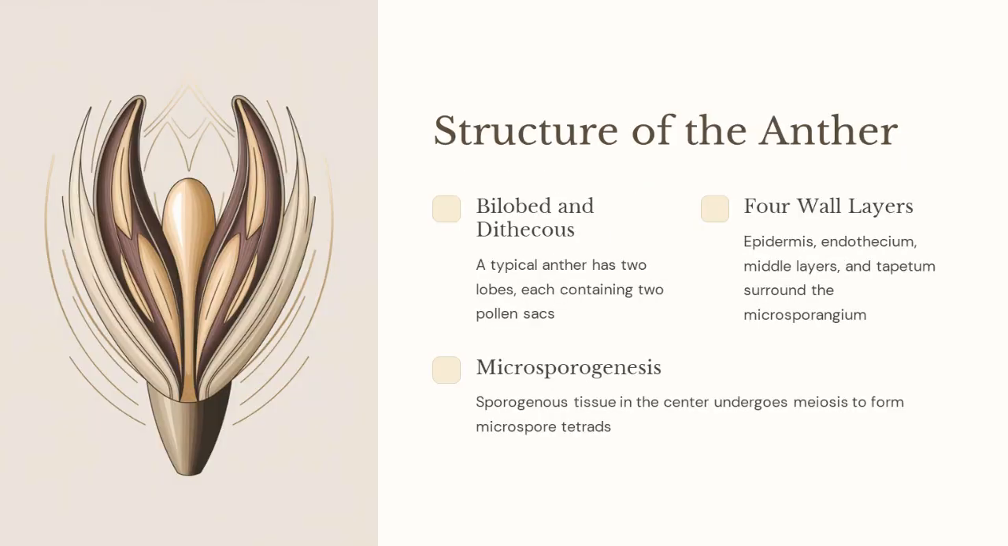The anther, a crucial part of the stamen, typically has 2 lobes, each containing 2 pollen sacs. It consists of 4 wall layers: epidermis, endothecium, middle layers, and tapetum, which surround the microsporangium. The sporogenous tissue in the center undergoes meiosis to form microspore tetrads.